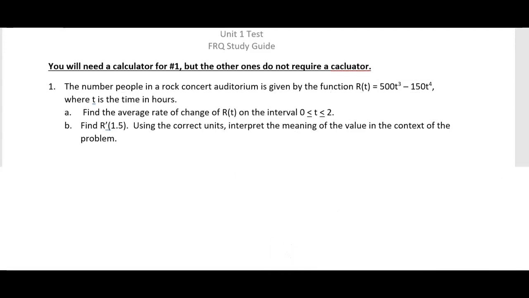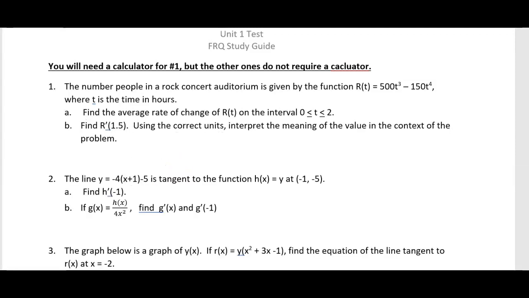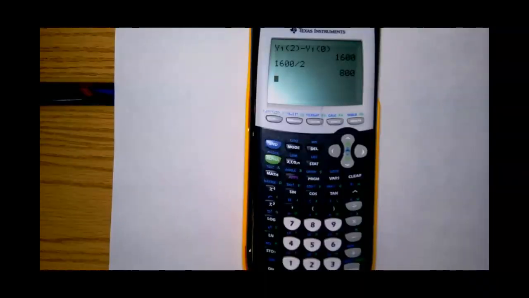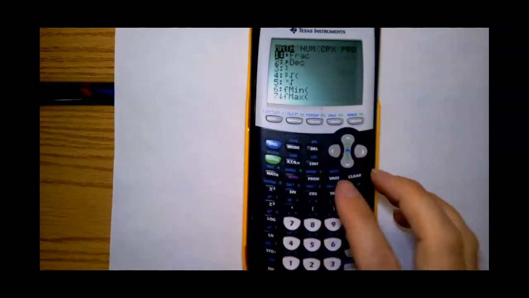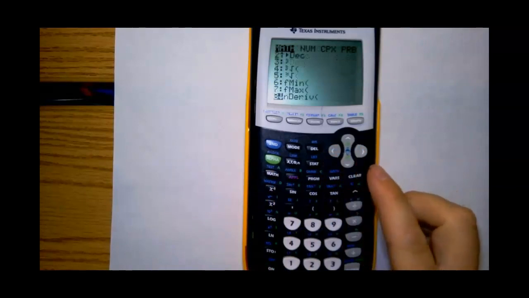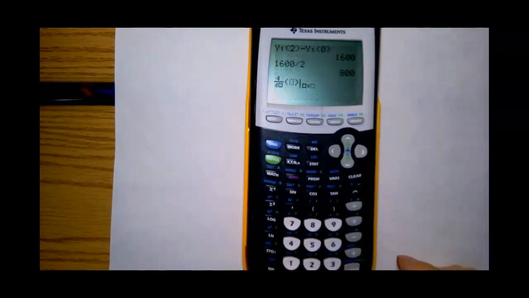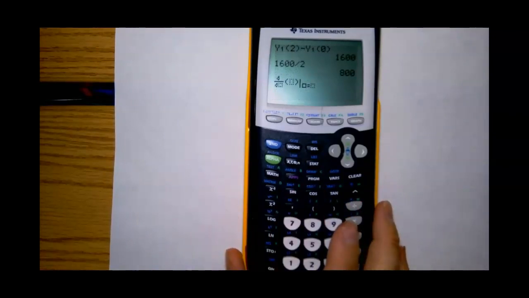The second part is asking us to find r prime of 1.5, and then, using the correct units, interpret the problem. So to find r prime of 1.5, we're going to use our calculator. How do we do r prime of 1.5? Well, we're going to push math, scroll down to number 8 that says derivative. Different calculators find derivatives in different ways, but if you have the TI-84 like I was recommending, it should look like this.